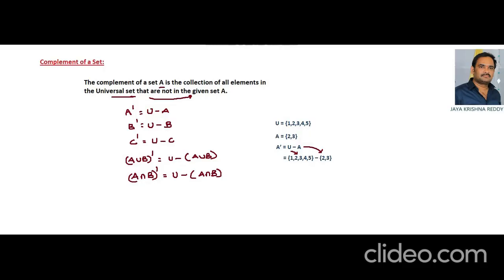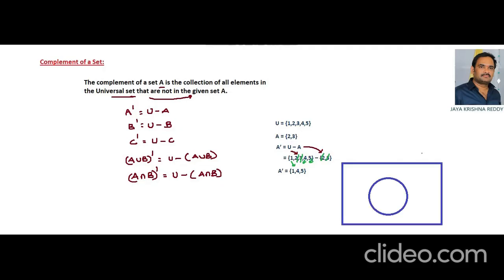What do we have to do for the difference operation? We have to cancel the common elements of both the sets. 2 and 3 are the common elements of both the sets. Then the result is nothing but the remaining elements of the first set. So it is 1, 4, 5. This is nothing but A complement. So A complement equals the elements 1, 4 and 5.